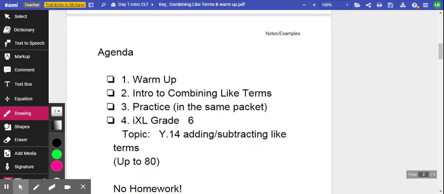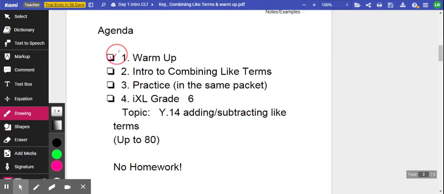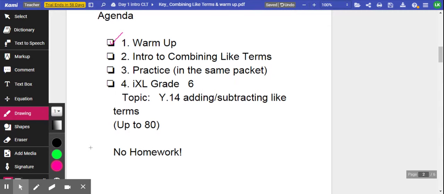All right, here's our agenda. Warm up. We just did that. Intro to combining like terms. We're going to do that together. Then you have some practice, and there's some challenge at the end of that practice. If you get through that, we are going to do Y14 on IXL grade 6. It's adding and subtracting like terms up to 80. And there's no homework today if you finish all your practice work. All right, so let's get to our lesson.